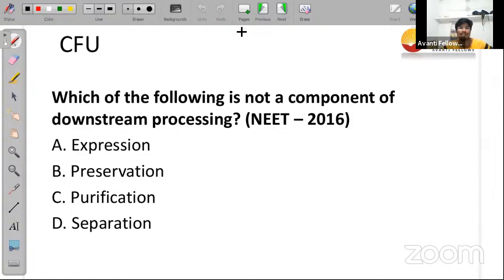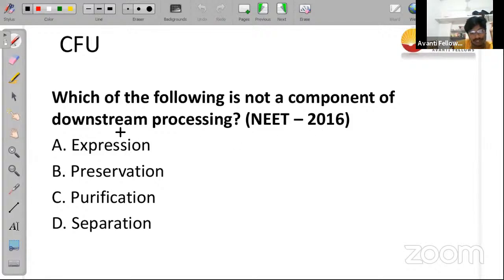Let me end the poll and then I'll share the result. The result is that 79% of people chose option A. That's a great thing. 4% people have chosen option B, 8% option C, and 8% option D. Let me stop sharing, then I'll explain.